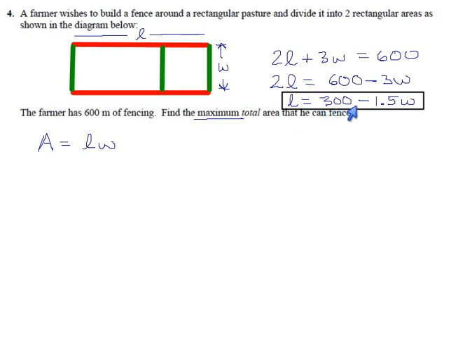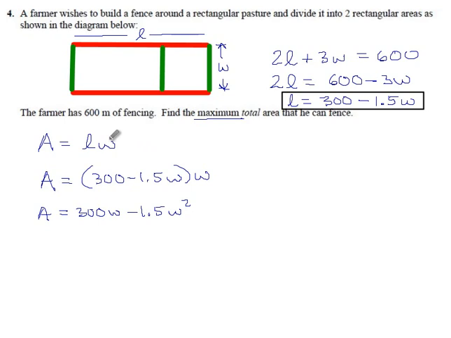So L it is. Anywhere there's an L in this equation, I'm going to put 300 minus 1.5 W instead. Here we go. A equals L times W. That cleans up to 300 W minus 1.5 W squared.